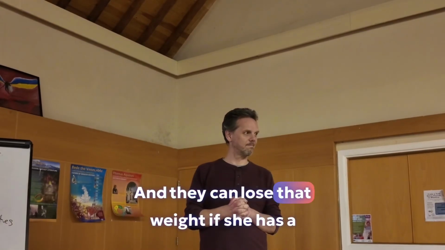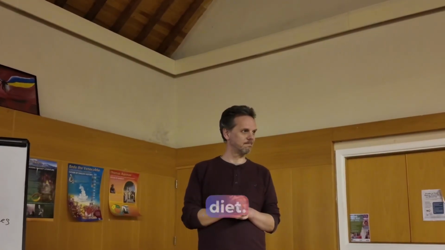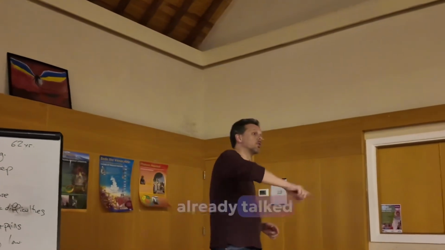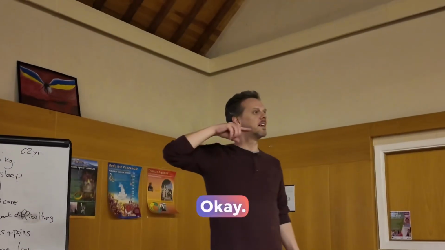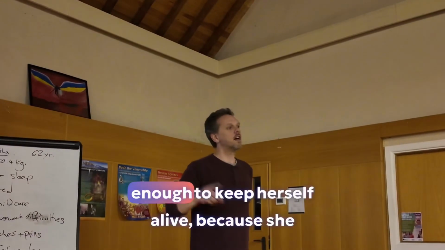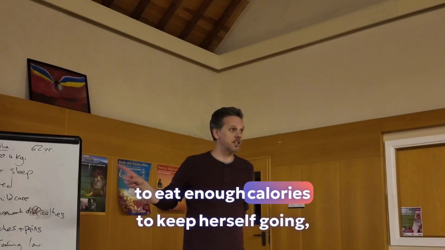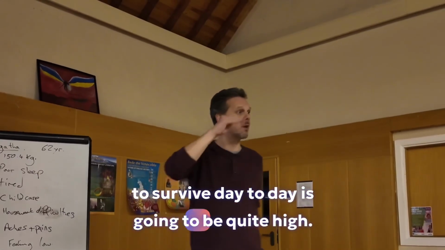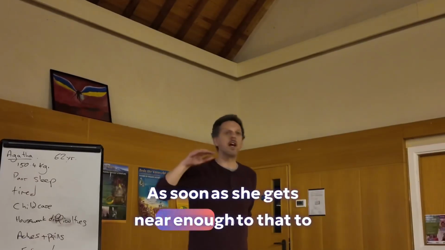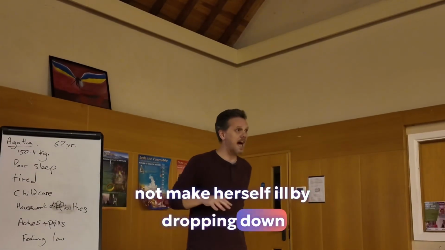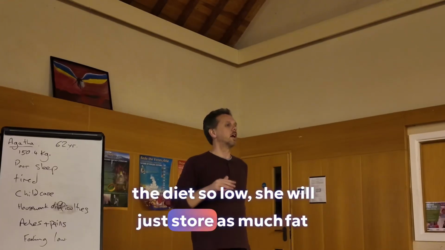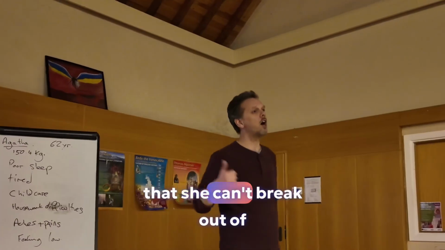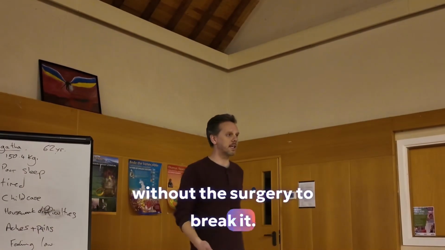Agatha can do that if she had a better diet. Correct. You are almost certainly right, because of the changes that we've already talked about, because weight drives weight. She's got to the point now where if she eats enough to keep herself alive, because Agatha's so big that her calorific demand just to survive day to day is quite high, as soon as she gets near enough to that to not make herself ill by dropping the diet so low, she will just store as much fat as she's using up. She's in a cycle now, and she's got that big that she can't break out of it without the surgery to break it.